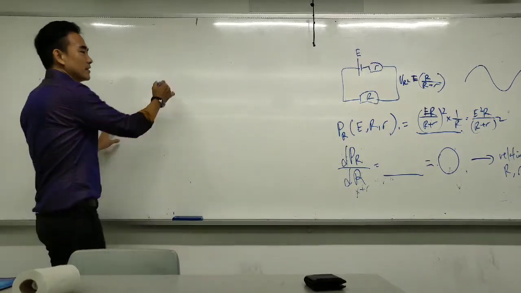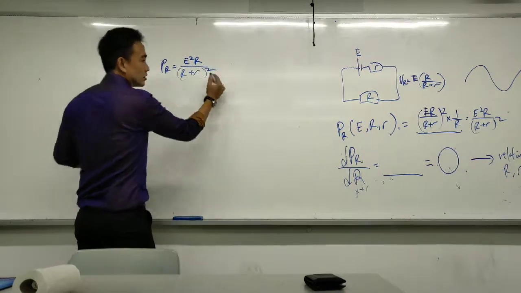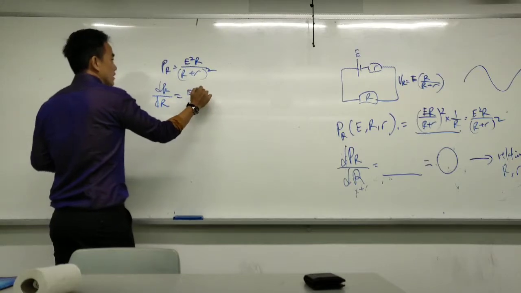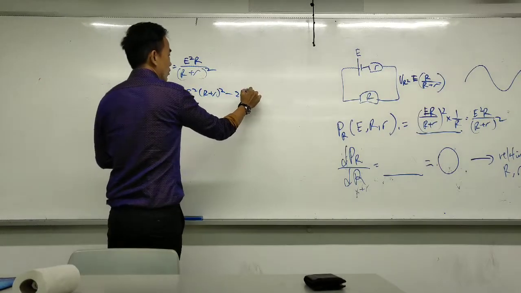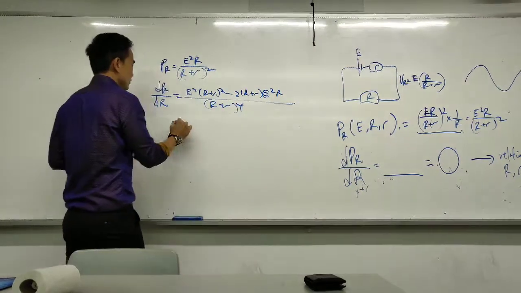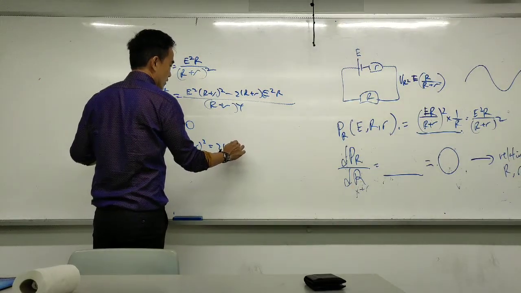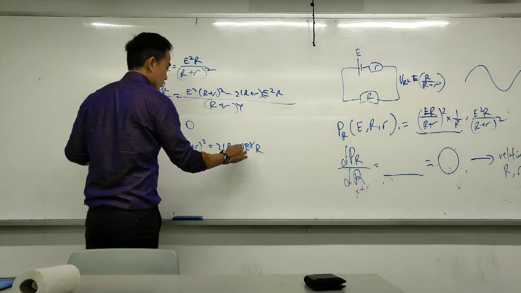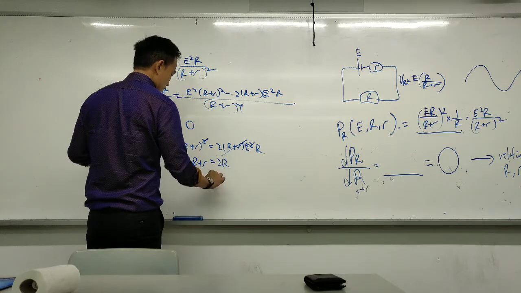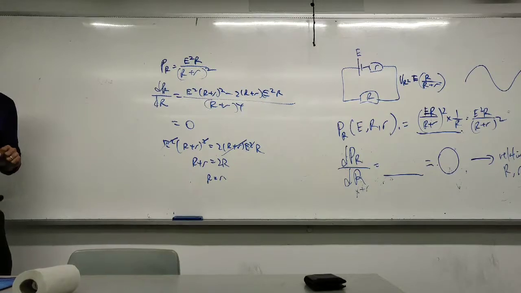So let's see how you differentiate now. You get P_R is equal to E squared R divided by (R plus r) squared. So you differentiate the top, E squared times (R plus r) squared, minus 2(R plus r) times E squared R, divided by (R plus r) to the power of 4. So if this is equal to 0, (R plus r) squared equals 2(R plus r) R. Maximum power.